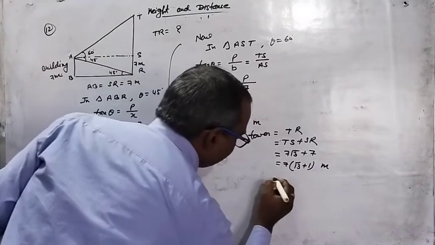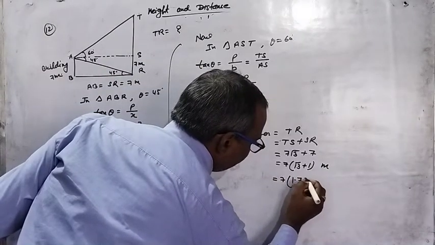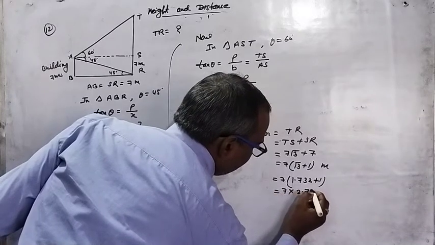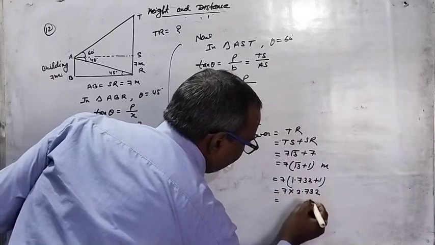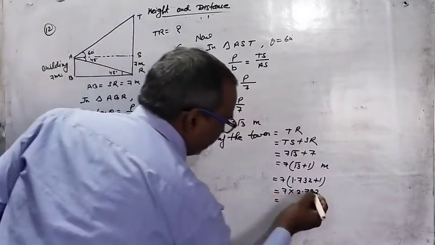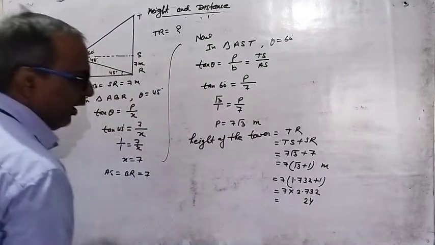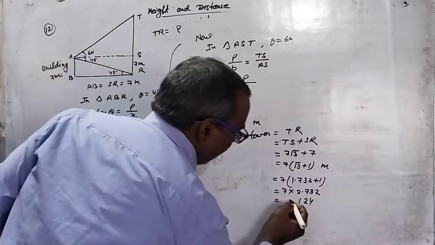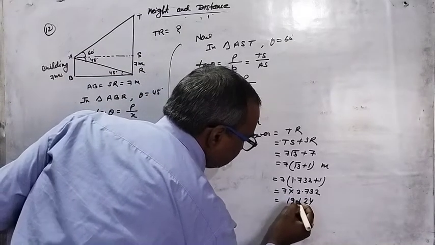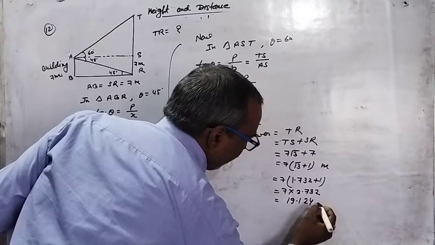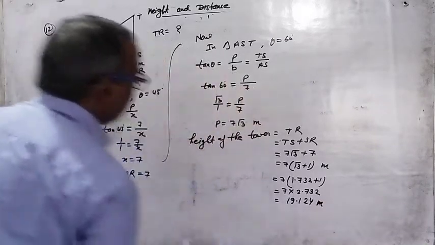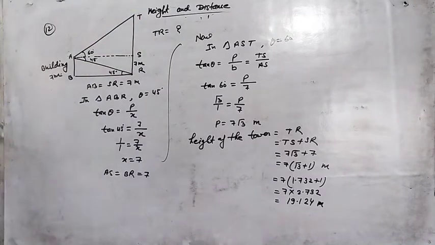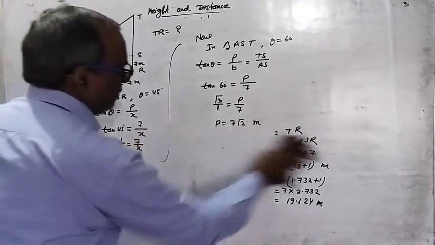Or you can also write 7 into 1.732 plus 1. So it is 7 into 2.732. 7 2s are 14, 7 3s are 21 plus 1, 22; 7 7s are 49 plus 2, 51 plus 5 (carry) and 7 2s are 14 plus 5, 19. It means 19.124 meter. It is the height of the tower. Now see the next question.